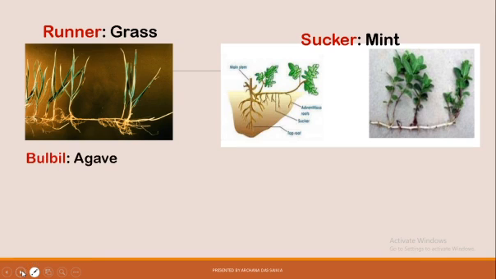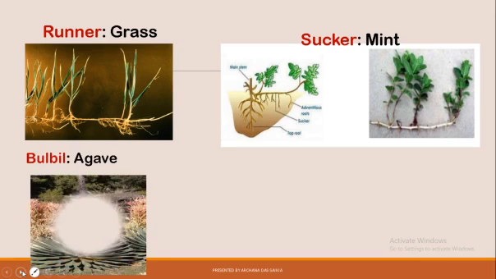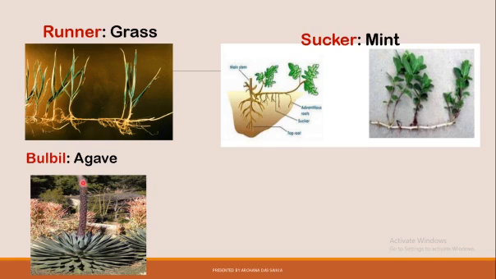The next is bulbil. Bulbil is very commonly seen in agave. Agave is a xerophytic, spinous plant. The leaves are very spiny, very pointed. This is actually a flowering bud. Of course, this is not very common. This flowering bud grows, and the size, shape and structure may vary with the species. So these are called agave plants.